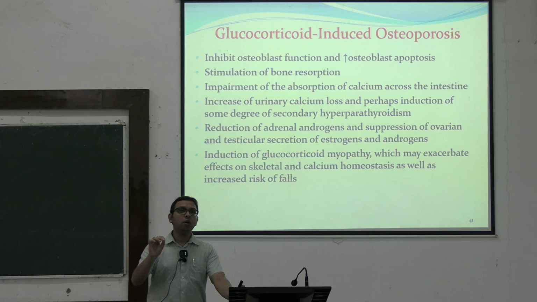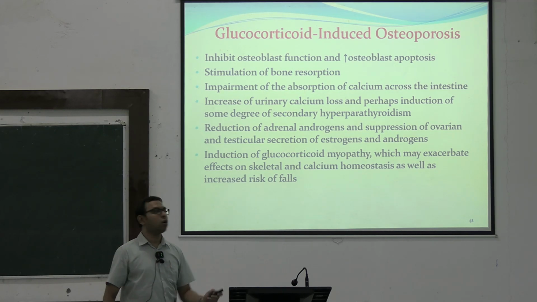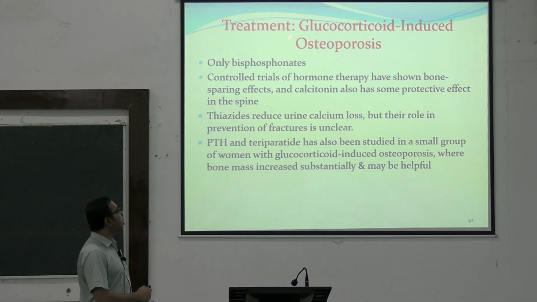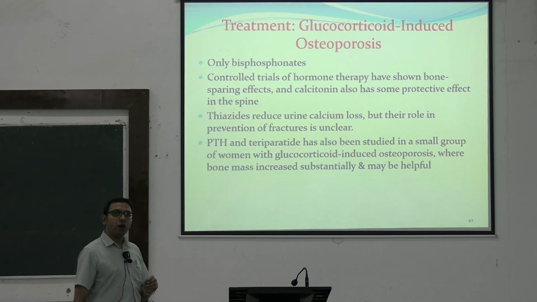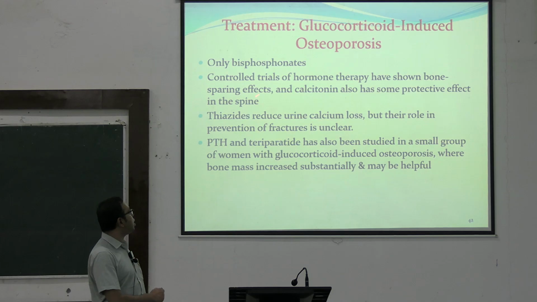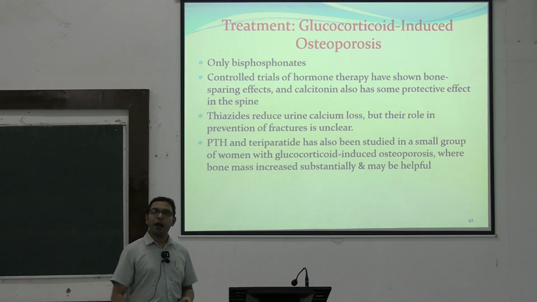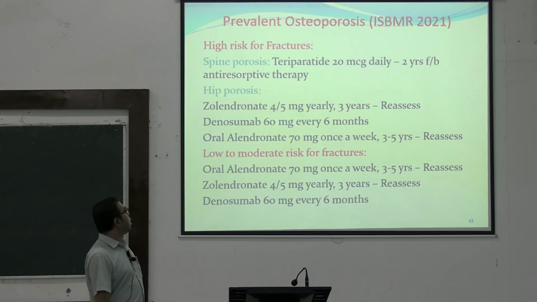Usually prednisolone 7.5 milligram or its equivalent dose in other glucocorticoids, if it is used for months after months, can lead to osteoporosis. So for the treatment of glucocorticoid-induced osteoporosis, again bisphosphonate is the first line or main treatment. Otherwise, we can use hormone therapy, calcitonin, thiazide, and lastly the parathyroid hormone or teriparatide we can also use.